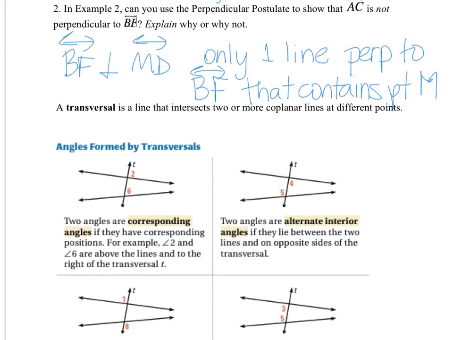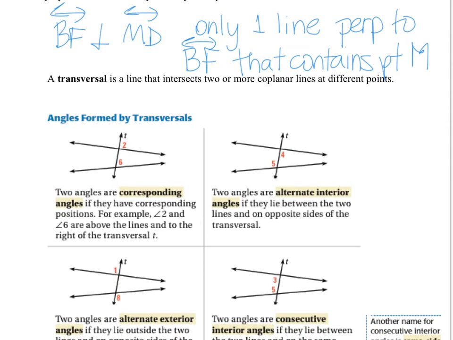Okay, hopefully you did well with those. And we're going to look at two lines and this thing called a transversal. A transversal is a line that intersects two or more coplanar lines at different points. So the first one, looking at corresponding angles, they're in the same position. So in this first one, you have 2 and 6, they're both above the line and to the right of the transversal.